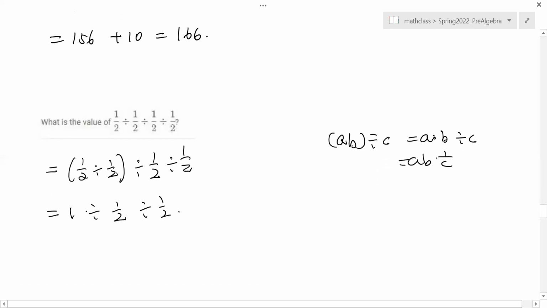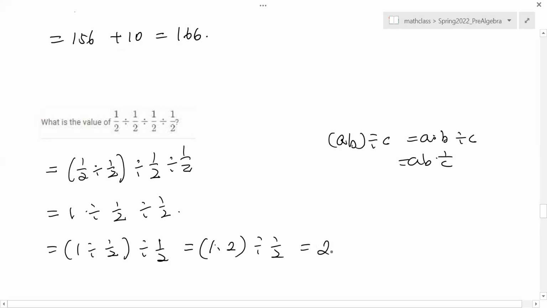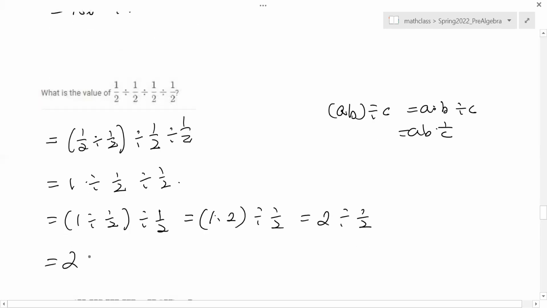Then you can also put a parenthesis here. The first one is just 1 times 2, so it is 1 times 2 divided by 1/2, and that's 2 divided by 1/2. 2 divided by 1/2 is 2 multiplied by 2, so that's why it's 4. All right, so 4 is the answer.